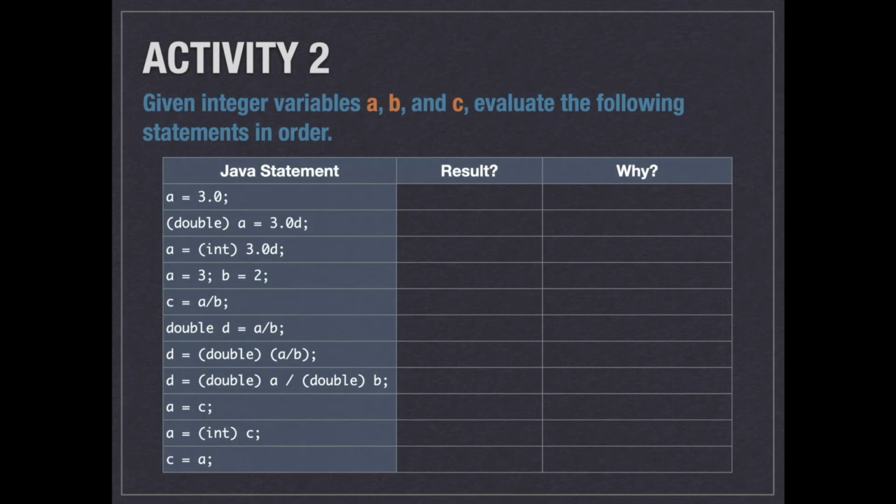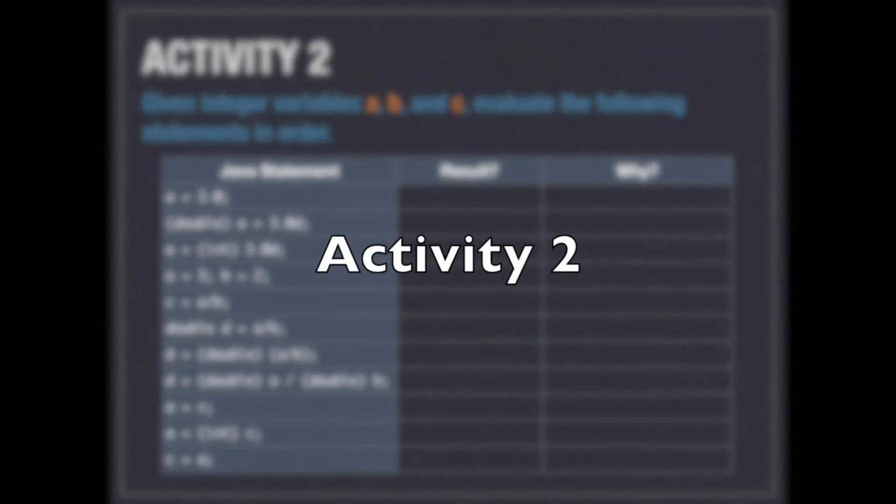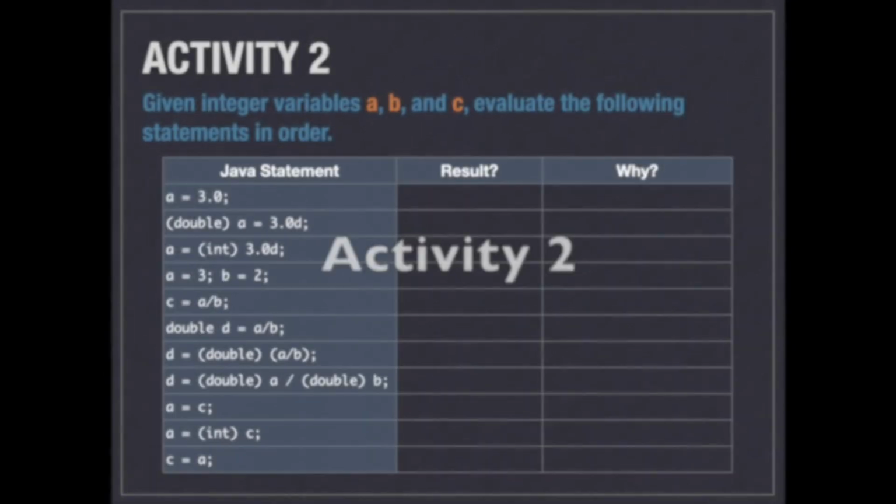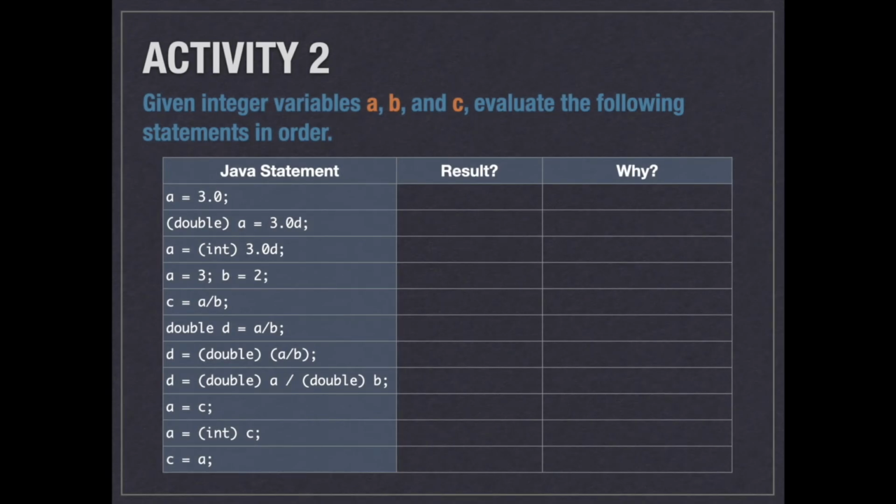All right, well, I'm on to the slide titled Activity. So we have these integer variables A, B, and C. So I have a series of statements here. If you're following along, try to think through it before I say what the answer is, to see whether you got it right, just as an indication of whether you're understanding this.